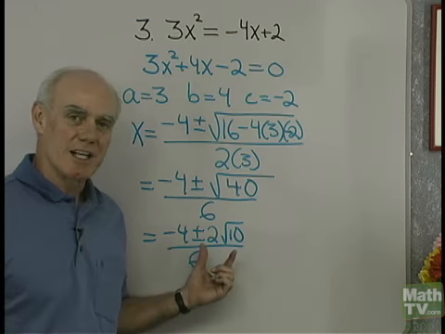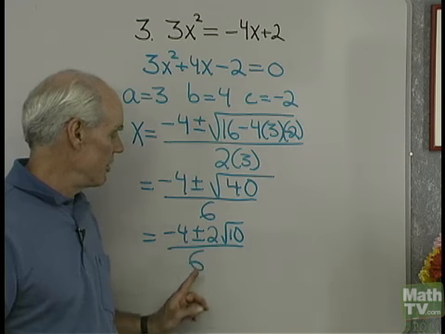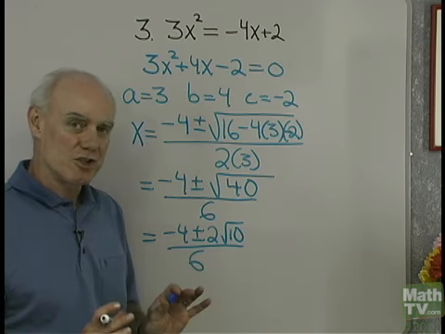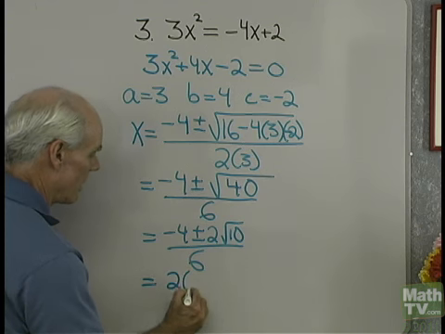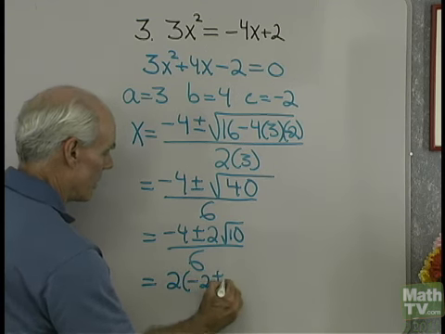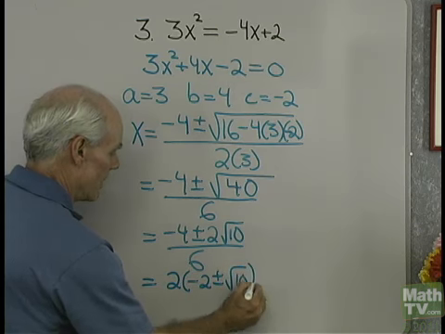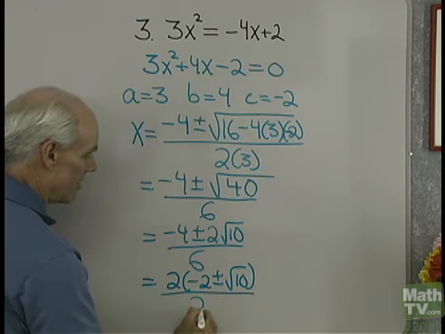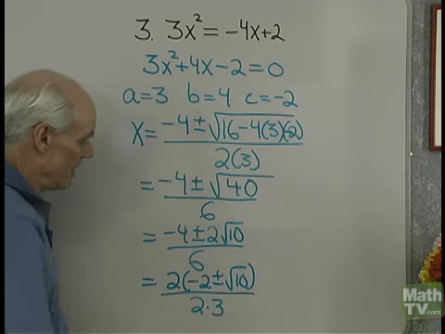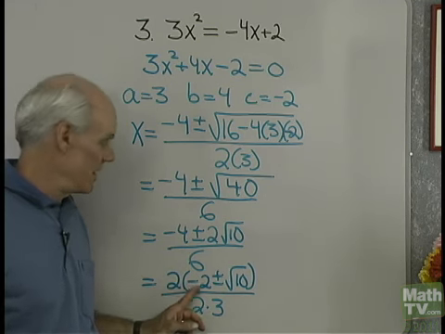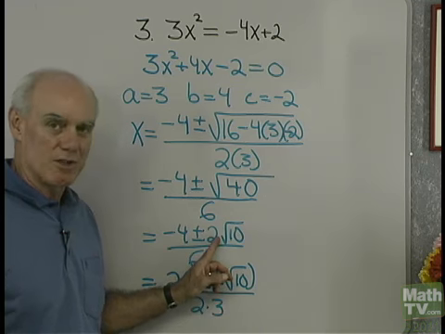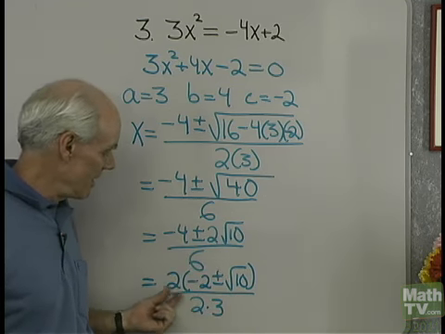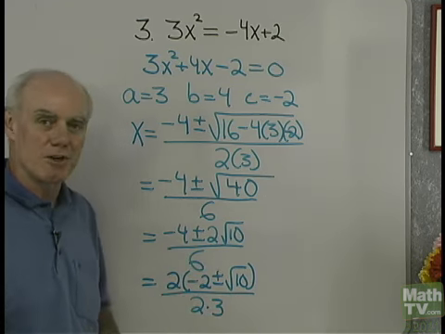And now when I look at this, I see that 2 divides the numerator and 2 divides the denominator. I can show that by factoring a 2 from the numerator. I'll have 2 times negative 2 plus or minus square root 10. And I'll factor a 2 from the denominator and have 2 times 3. Now notice if I multiply 2 times negative 2, I get negative 4. 2 times square root 10 is 2 square root 10, so that makes sense. See, I have a 2 as a factor common to the numerator and denominator.